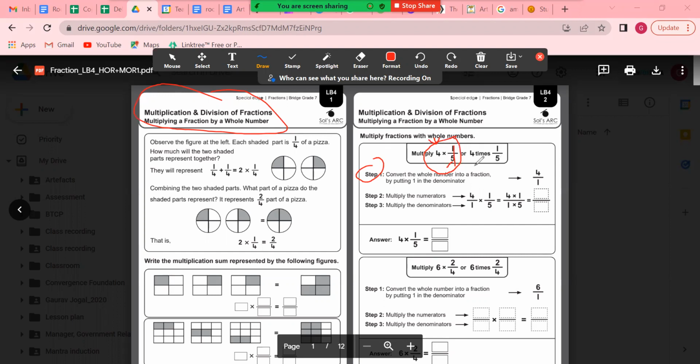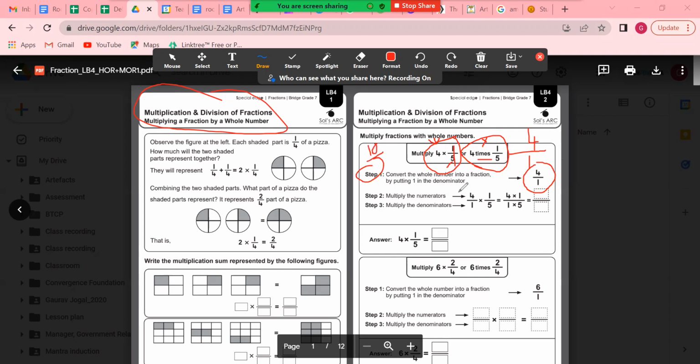How is it first written? First, you call it multiply 4 times. Times is also multiplication. So if someone says 2 times 3, that is 2 into 3. Always remember, times means multiplication. So first convert the number into a fraction. The 4 on top becomes 4 by 1. If there is nothing down, it always becomes 4 by 1. Similarly, 10 can also be written as 10 by 1.